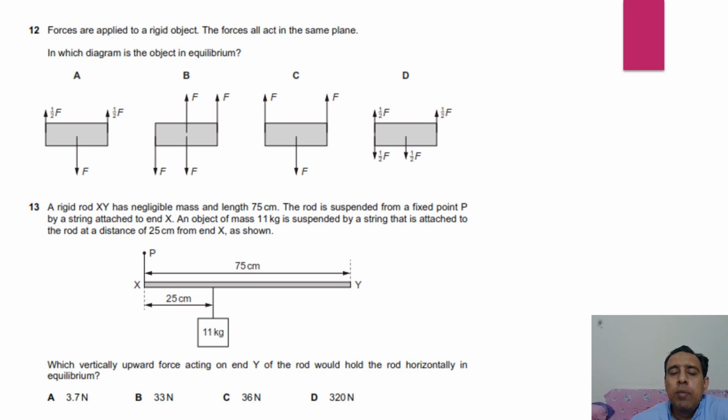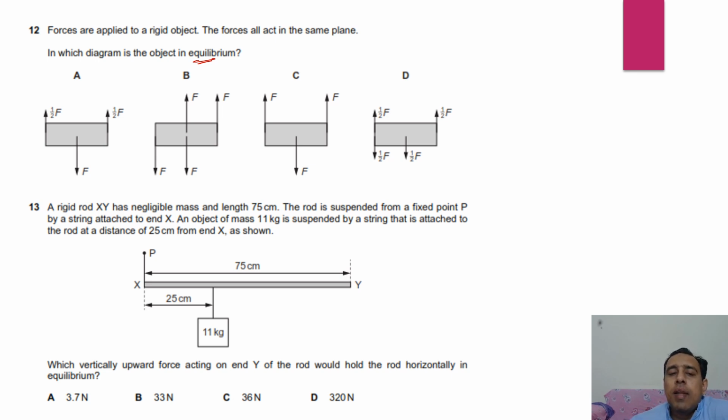Here, for question number 12, we have to decide whether it is in equilibrium or not. So, to write the conditions of equilibrium, we have two conditions. The first one is that the sum of forces on the body is zero, meaning the upward and downward forces are equal, the right and leftward forces are equal. And the second condition is that the sum of all the moments is zero, meaning the clockwise and anti-clockwise moments must be equal.